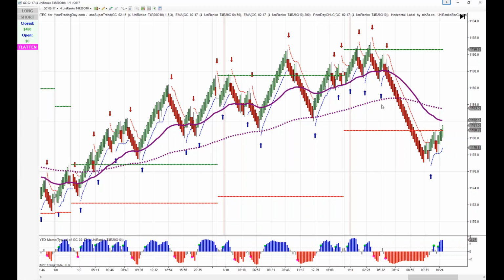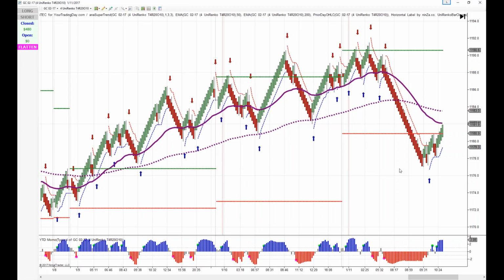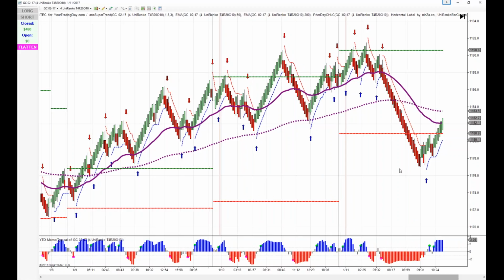If the 50 moving average is above the 200, I'm going to be looking for blue arrows. If the 50 moving average is under the 200 moving average, I'm going to look for red arrows. Pretty simple. So right now, looking at gold, the 50 moving average is under the 200, so I'm looking for a red arrow. So I can click through this.